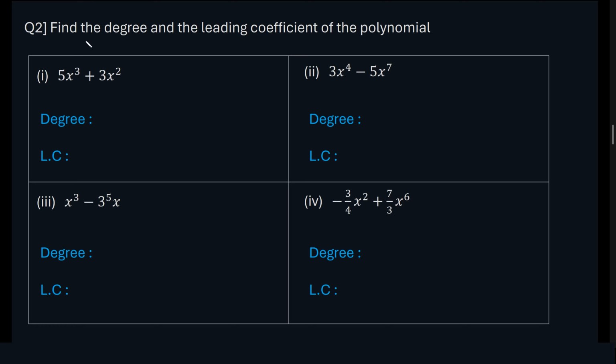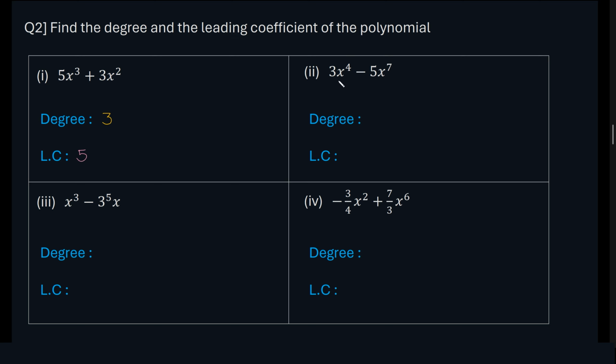Question 2. Find the degree and the leading coefficient of the polynomial. First, 5x cubed plus 3x squared. Here, the highest power of the variable is 3. That means the degree is 3 and the leading coefficient is 5.